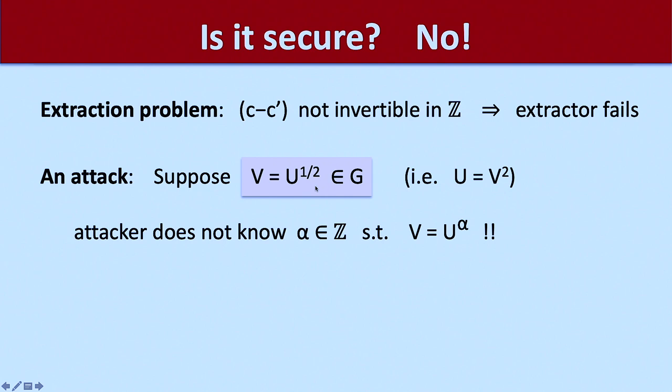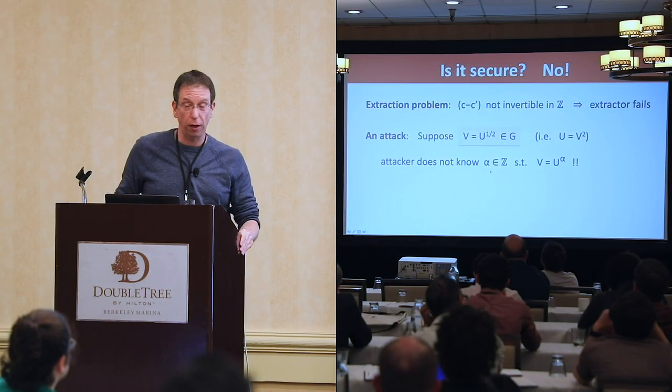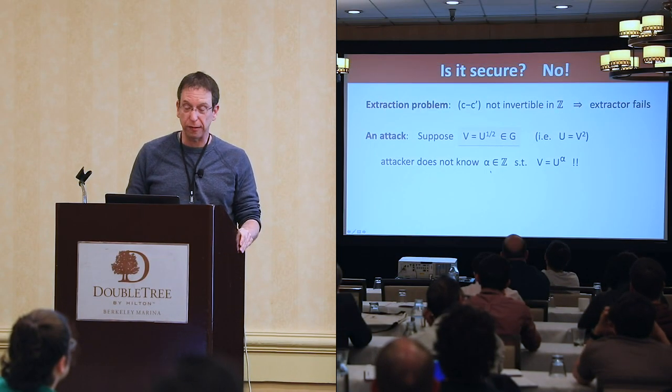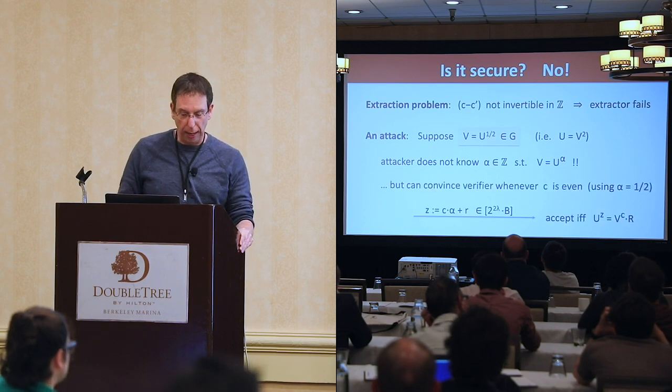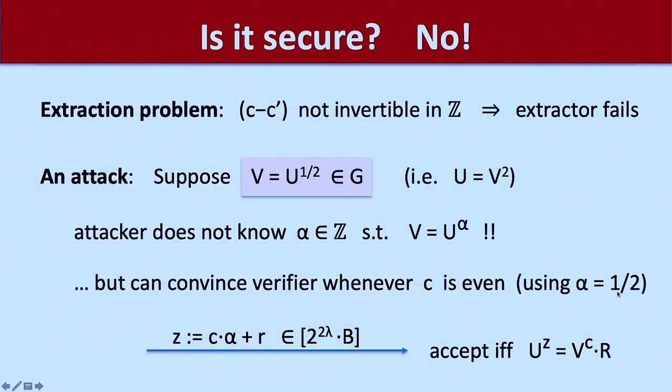Even though the prover does not know an integer discrete log, so the protocol should fail, it's actually quite easy for the prover to pass this protocol. How does the prover convince the verifier? He would just use alpha equals 1/2, and as long as the challenge C is even, C times alpha is an integer, and everything goes through. So if the verifier happens to send an even challenge, then we're out of luck, and the verifier will be convinced even though the prover did not know the discrete log. So that shows this protocol doesn't actually work.